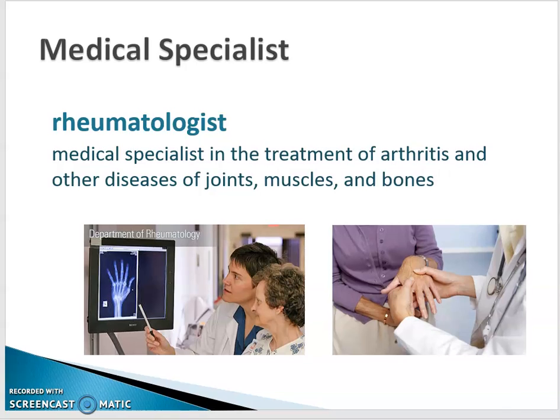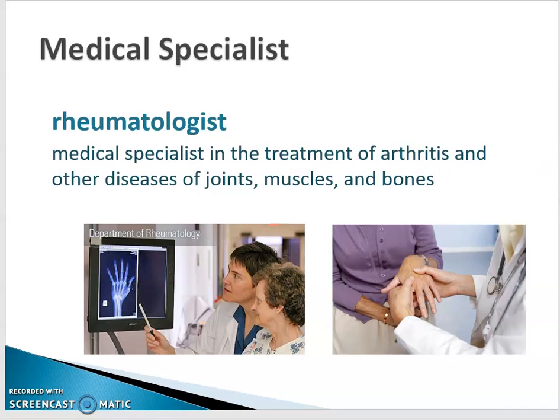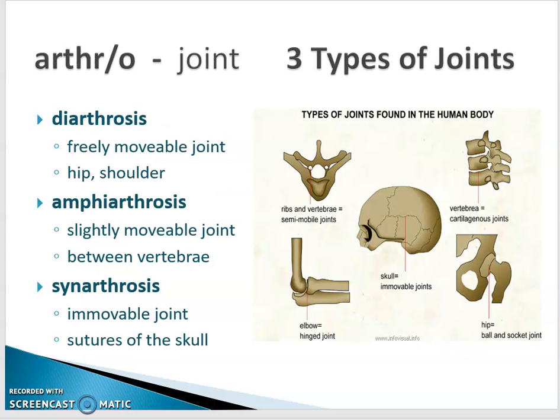Let's learn a little bit about joints. We have a few extra words here that we can teach you about these. Arthro is our term for joint, and that is our general type of combining form that we use. So, you've heard arthritis before. Arthritis is inflammation of a joint, so it's arthro with itis on the end of it.